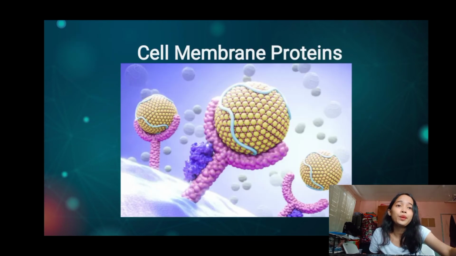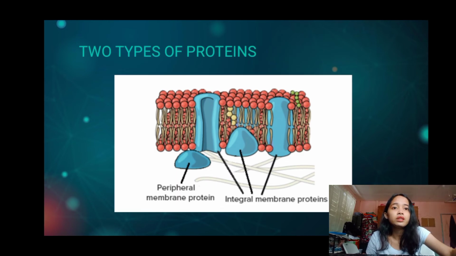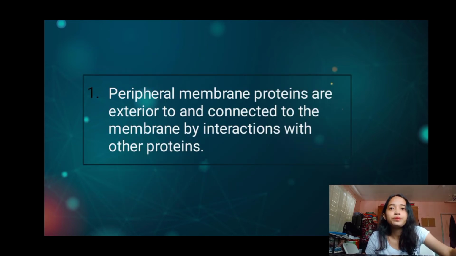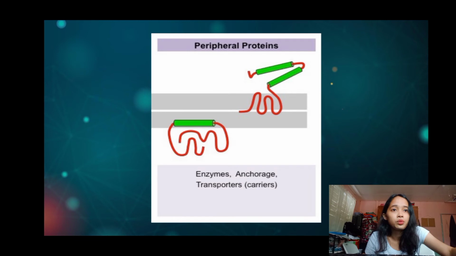So next one is the cell membrane proteins. There are two types of cell membrane proteins: the peripheral membrane proteins and the integral membrane proteins. So what are peripheral proteins? Peripheral proteins are exterior to the membrane and connected to it by interactions with other proteins. So that is the peripheral proteins, and this is their structure.